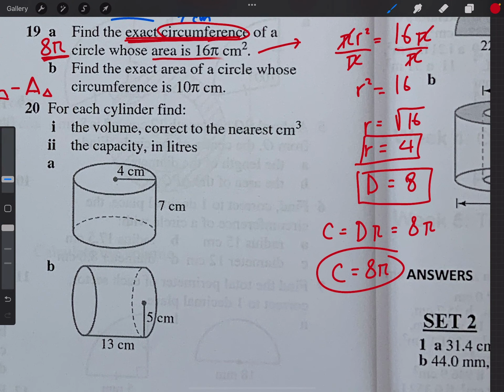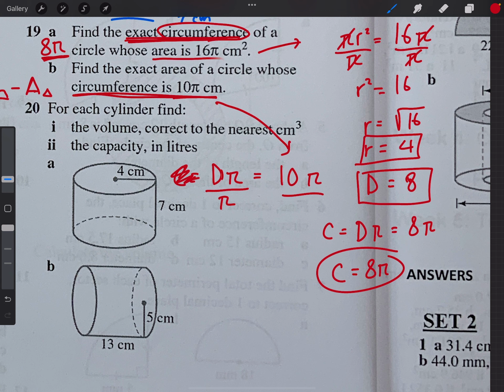Okay, find the exact area of a circle whose circumference is 10 pi. So circumference is equal to diameter times pi, and that's equal to 10 pi. So let's divide both sides by pi, and we're going to get diameter is equal to 10. Which means radius is equal to half of 10, which is 5.